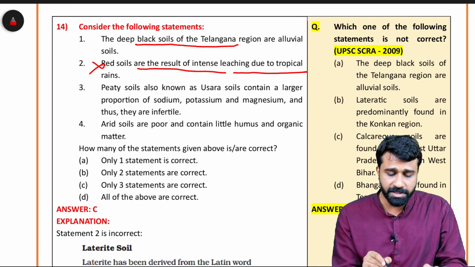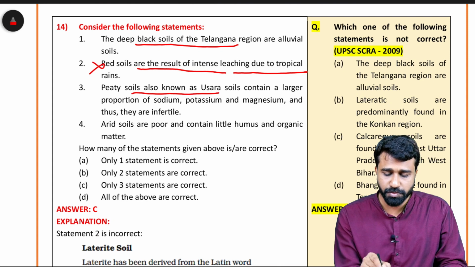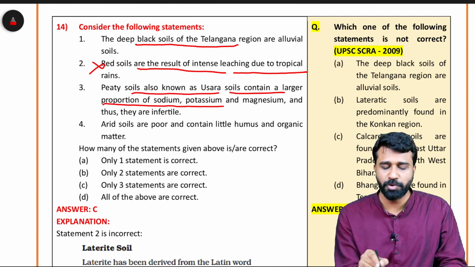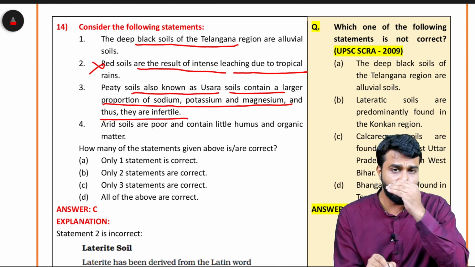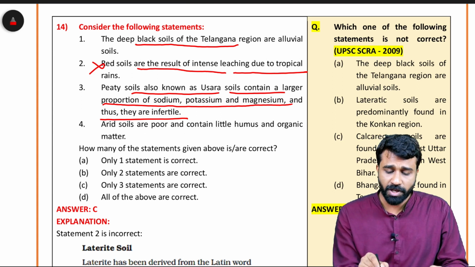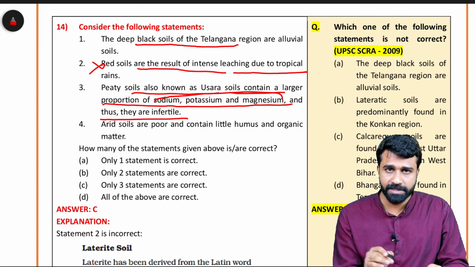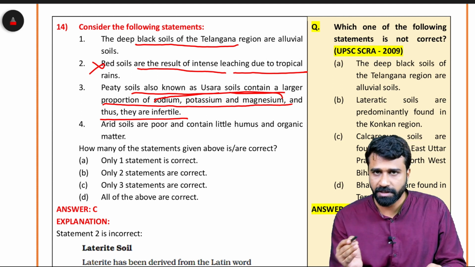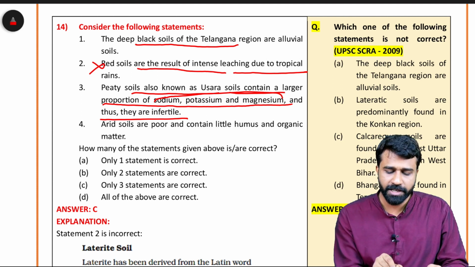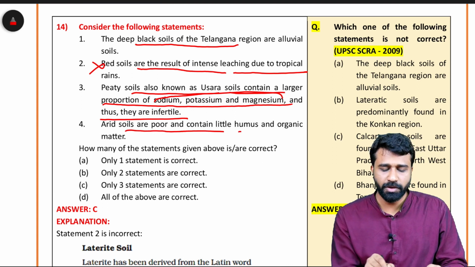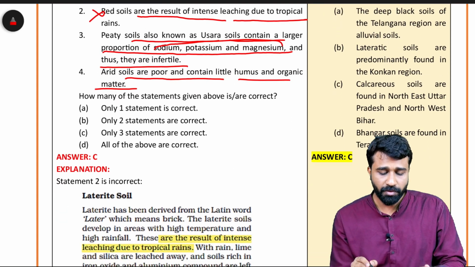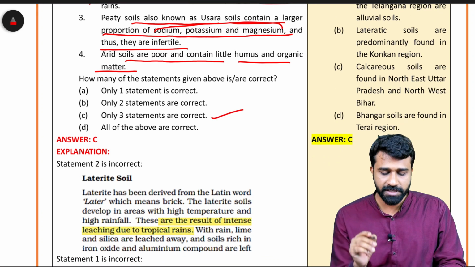So the second statement is incorrect. Saline soils, also known as Usara soils, contain a large proportion of sodium, potassium, magnesium. As we just discussed, they are not fertile at all. They are found in deltaic parts and also a few places where the saltwater intrusion is more. And arid soils are poor and contain little humus and organic matter. Fine, three statements are correct, only the second statement is wrong.